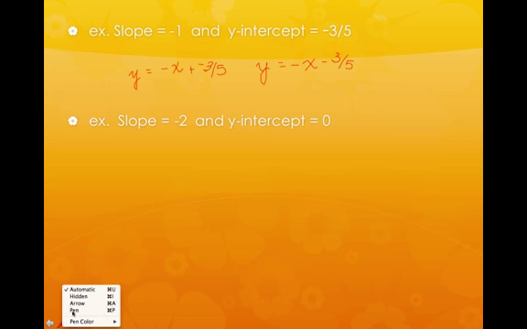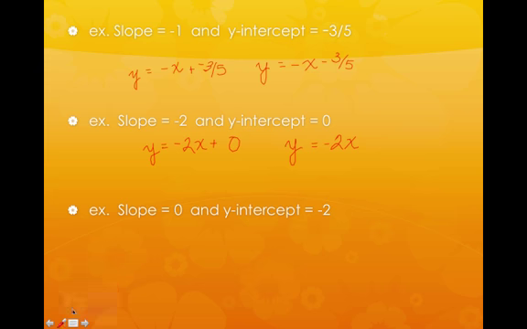Okay, slope of -2 times my x plus an intercept of 0 could also just be written y equals -2x. The 0 would be assumed, so my y-intercept is at the origin. Intercept is -2. Slope is 0. So 0 times an x is going to make my x disappear. I have a y-intercept at -2. So I actually have a line where y equals -2.